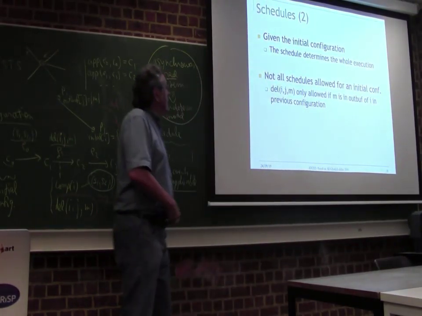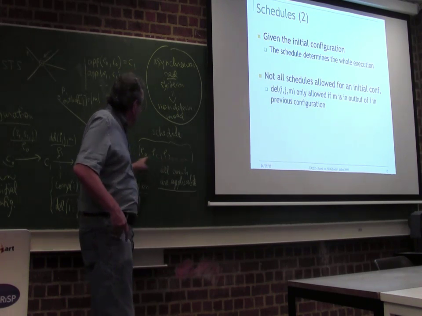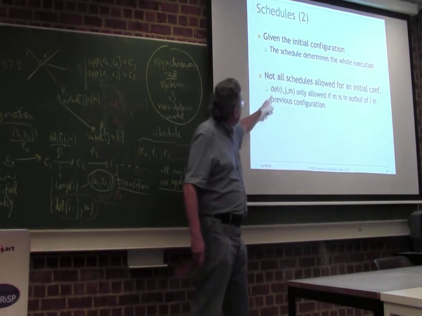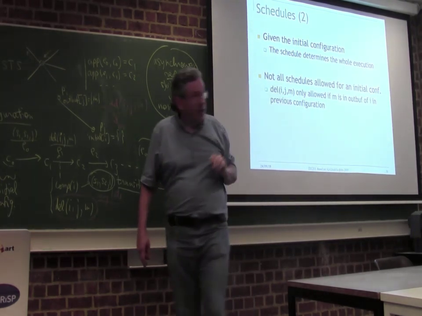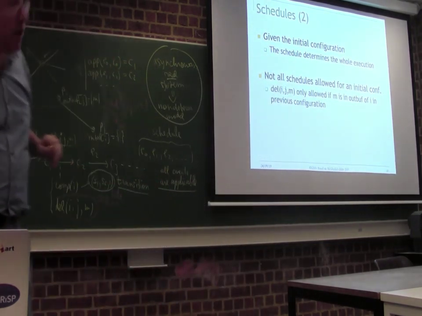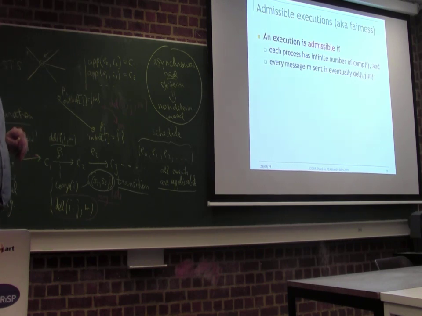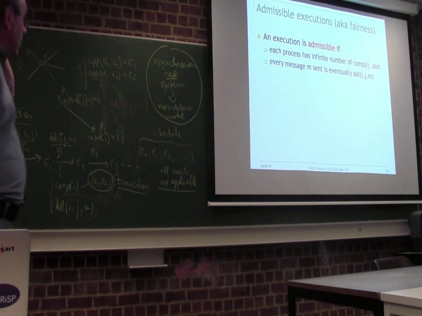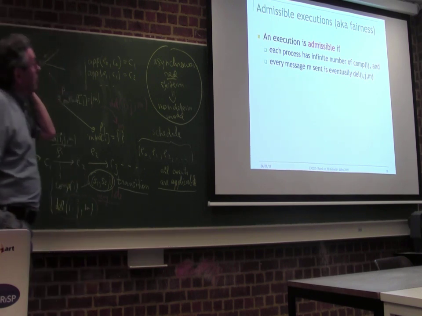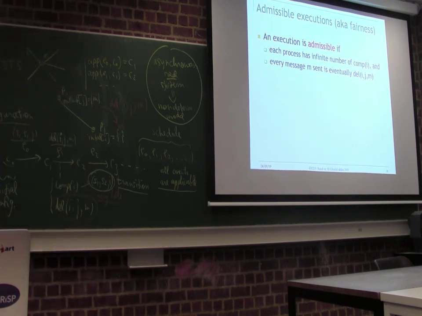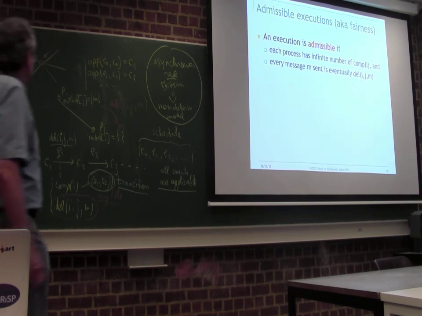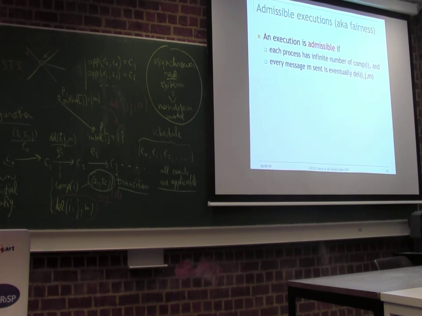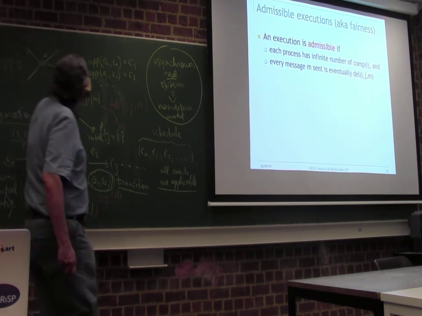Okay? Now, of course, you can't just randomly put events here. Not all schedules are allowed. The del i,j,m is only allowed if m is in the outbuff of i. Okay? For example. Now, we can define a property called admissible executions. Admissible execution, it's exactly what fairness is in a concurrent system.